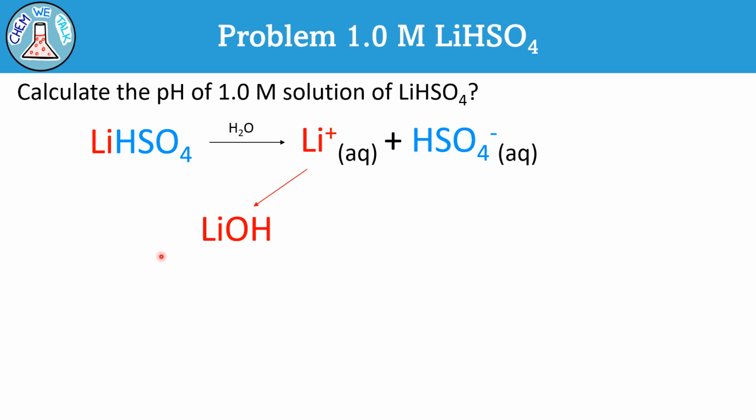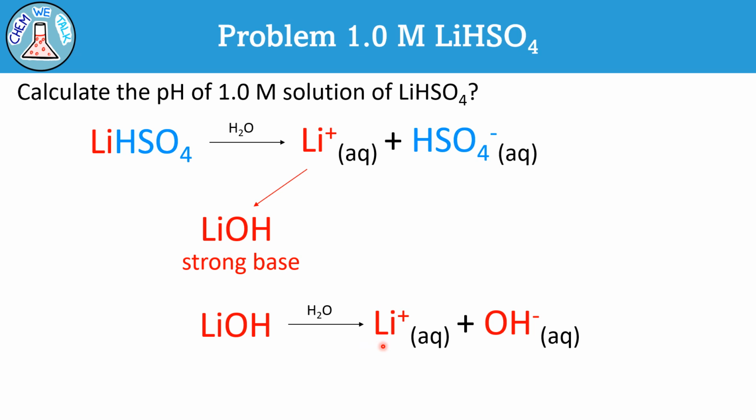In the case of Li+, we have LiOH, which is a strong base, and we know that strong bases, when you put them in water, break apart completely in a single arrow reaction, which means that once it breaks apart, it does not go backwards. Therefore, Li+ is considered a spectator ion.